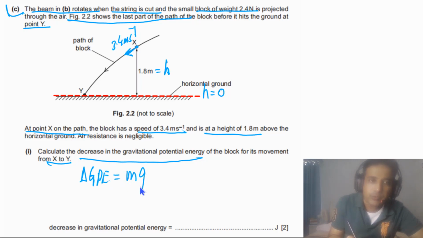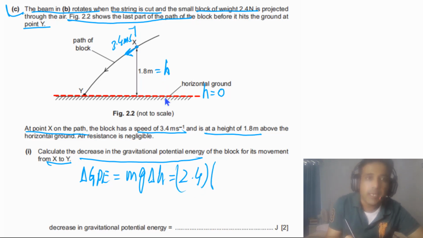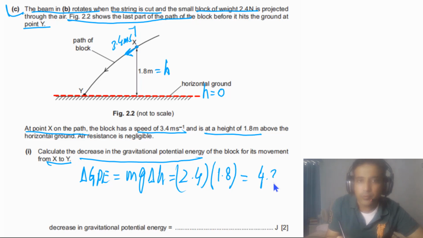This has to be equal to mg times delta h. mg is equal to the weight of the block, and weight of the block we have that is equal to 2.4 newtons, and height in this case delta h, this is equal to 1.8 meters. So the final answer is 4.3 joules. So this is our final answer.